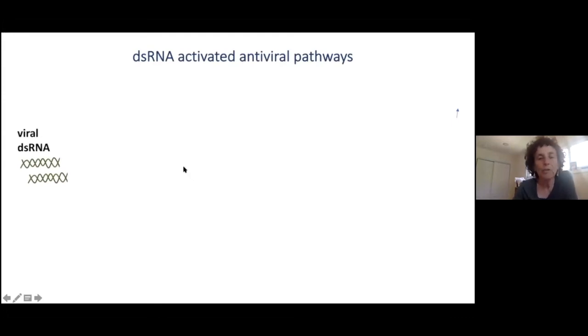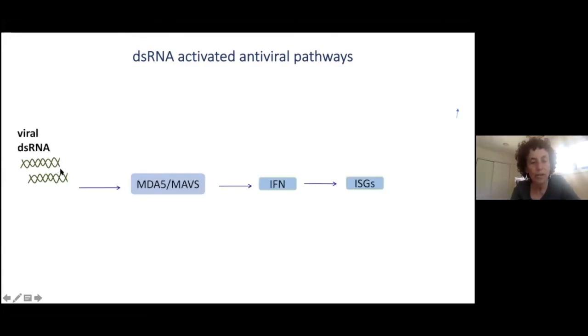So now I just want to review the double-stranded RNA activated antiviral pathways that these proteins interact with and antagonize. Early in infection, coronaviruses synthesize double-stranded RNA, as do other RNA viruses and as do some DNA viruses. And this double-stranded RNA is recognized by host sensors.